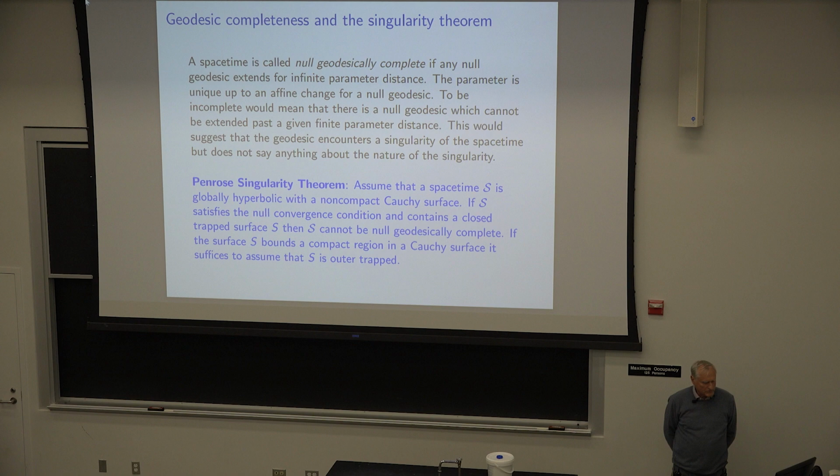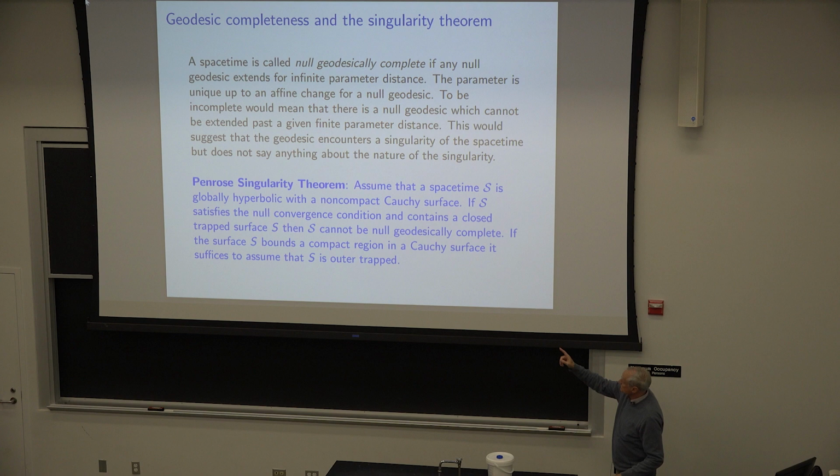And so we can now state the singularity theorem. If we assume it's globally hyperbolic, so we have the existence of geodesics, and we assume it has a non-compact Cauchy surface, so that's very important, as for example, the example I gave. And then if it satisfies the null convergence condition and contains a closed trapped surface S, then the space-time cannot be null geodesically complete. In fact, if the surface S bounds a compact region in a Cauchy surface, which is a reasonable assumption, then it's enough that the surface be outer trapped. So then you can distinguish the outward pointing directions, and we would just require outer trapping to do that.